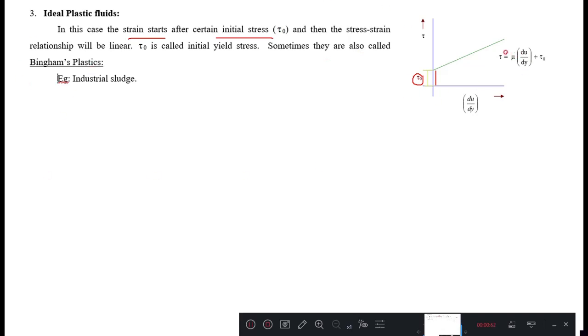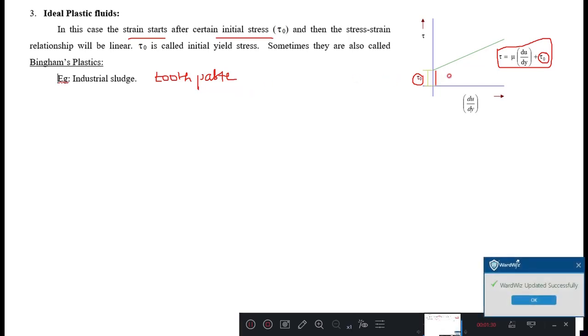Okay. So here for these fluids we get the equation tau equal to mu into du by dy plus tau naught. This is the initial stress which we require for the deformation. These are called Bingham plastics, and examples are industrial sludge or toothpaste. It will be a solid up to a certain stress, and after that it starts flowing. It requires an initial stress for the deformation, then the variation will be linear.